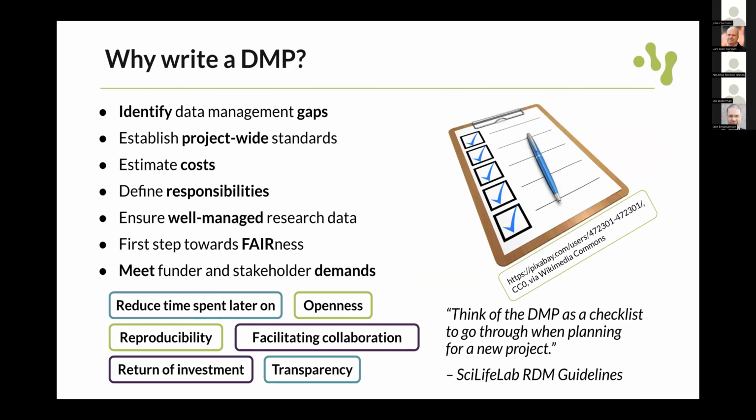Another way of looking at the process of writing a data management plan is that you can use it as a checklist to go through to reassure that you have covered all the important aspects of data management. So there are templates that you can look at and answer a battery of questions to develop this data management plan. This can help you identify gaps in your own planning, or it could also help with estimating costs and defining responsibilities across your research group.